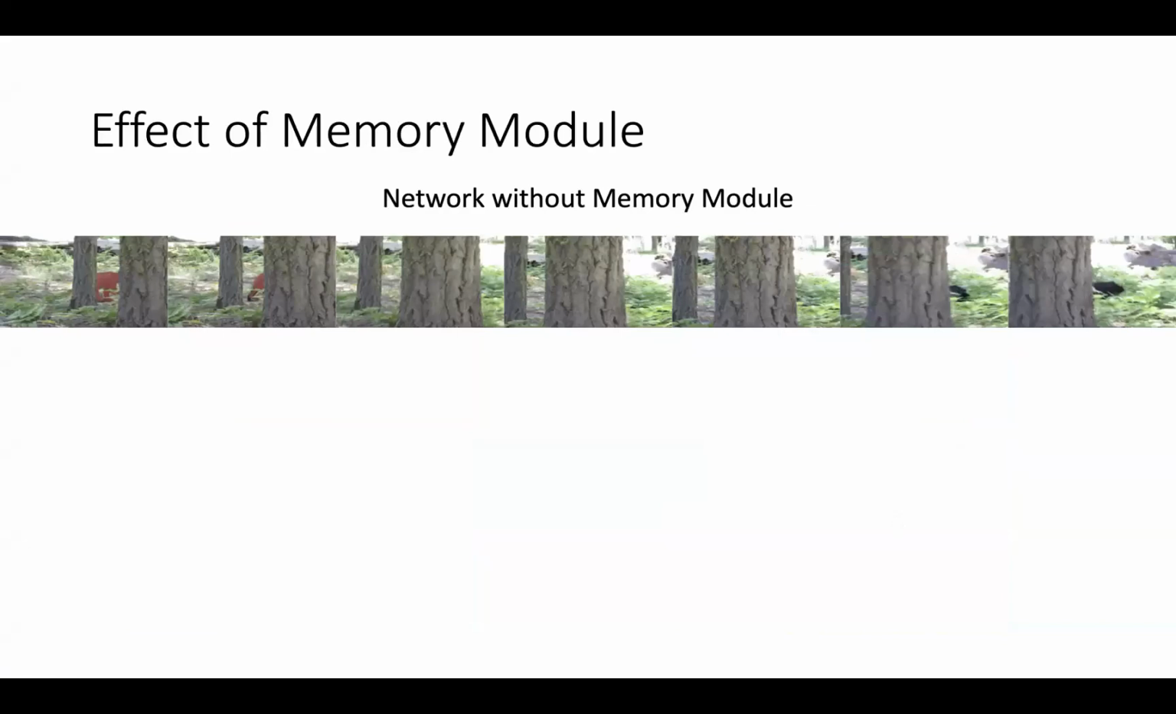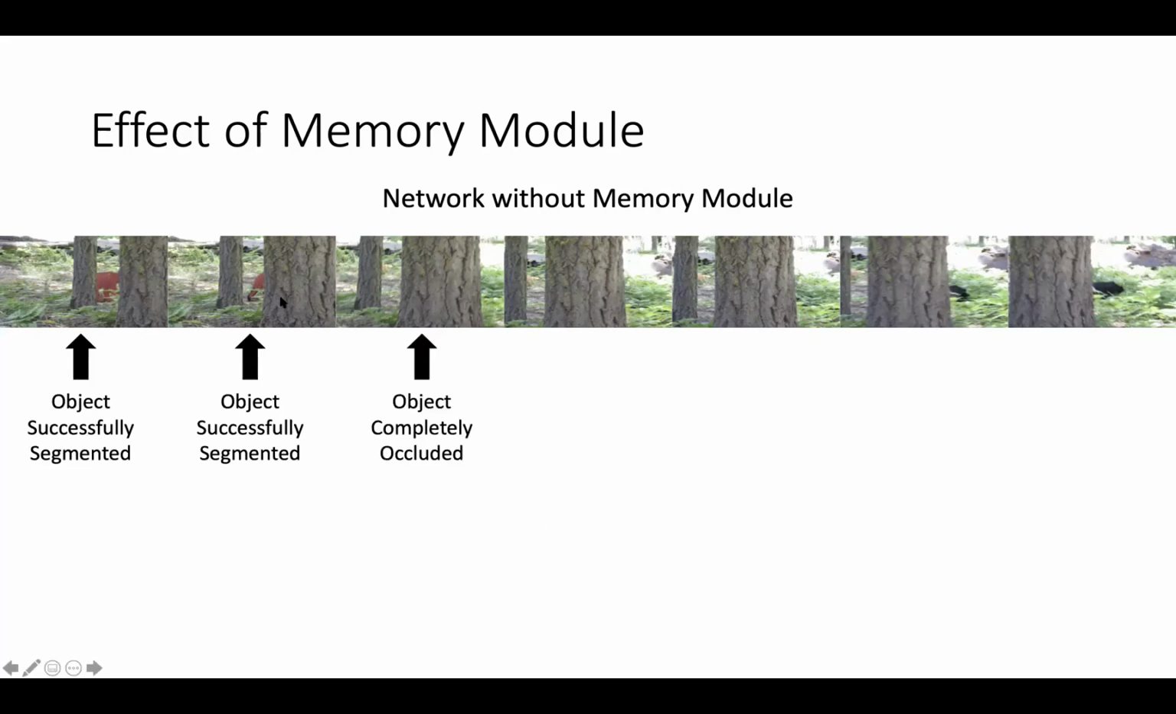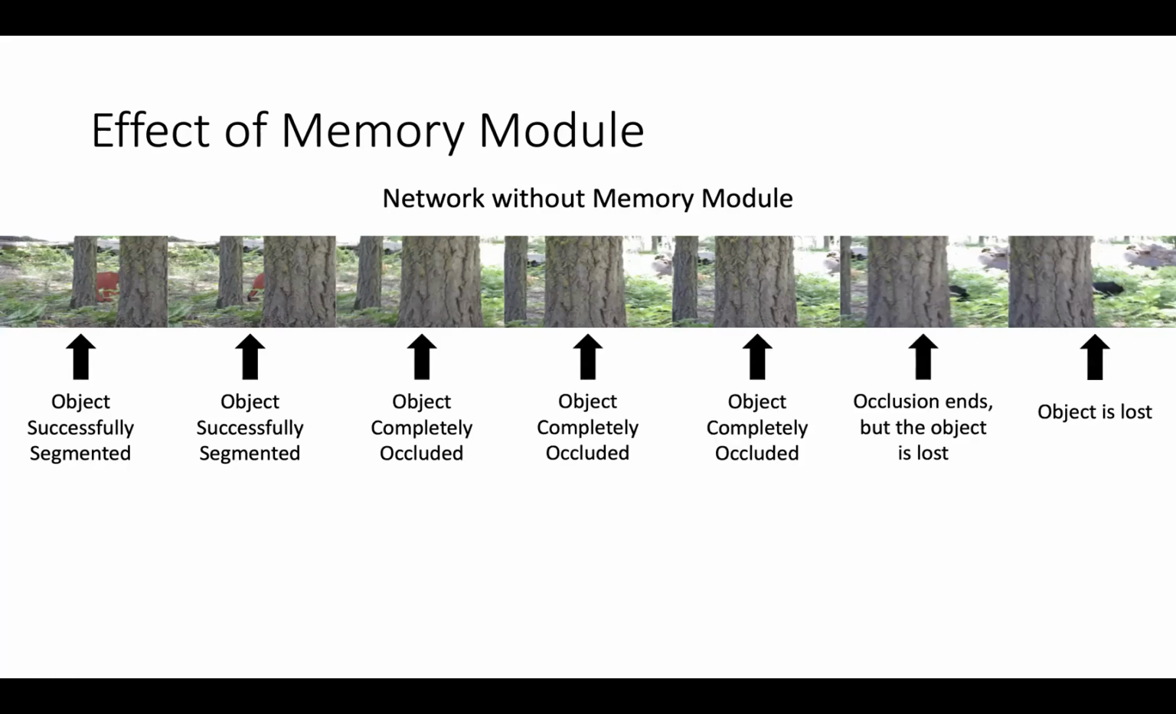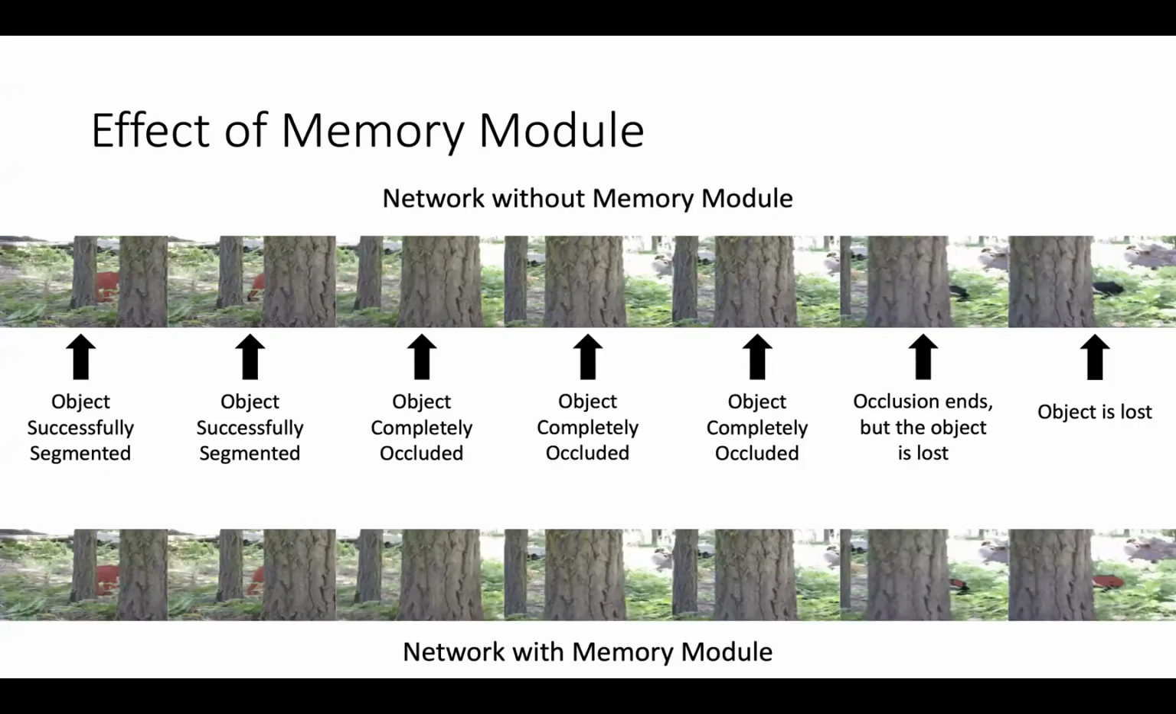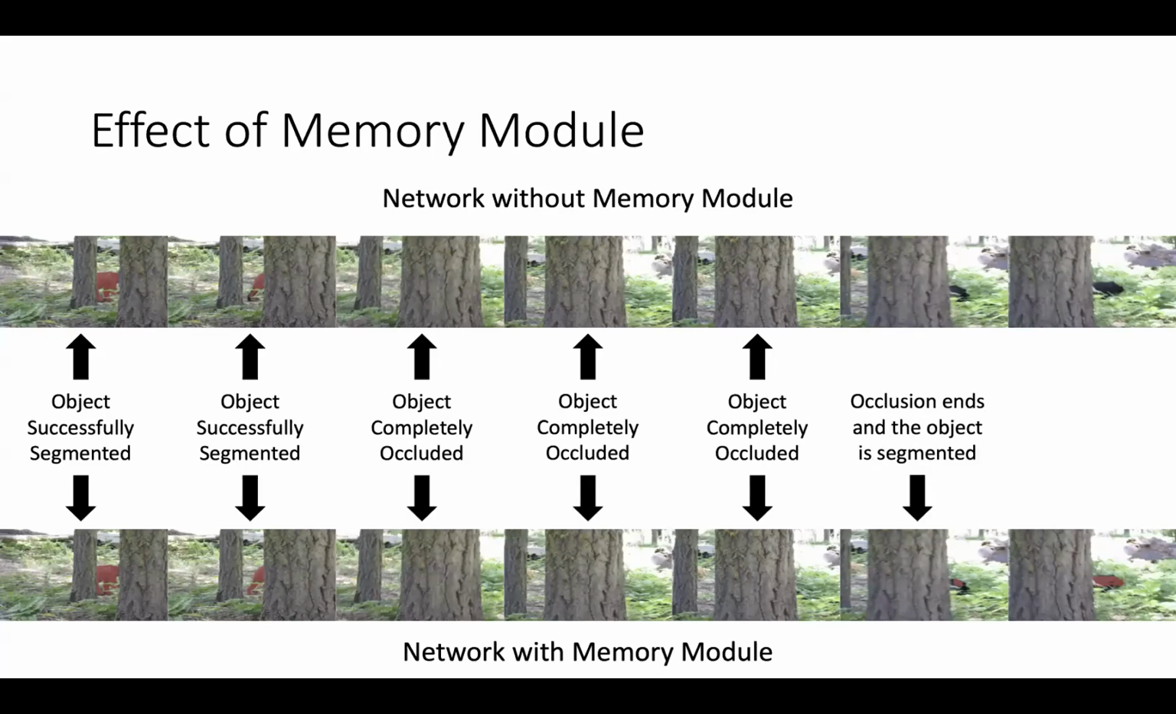So now I'll show the effects of the memory module. In this video sequence, our network without the memory module correctly segments the bear in the beginning, but then the bear becomes occluded by the tree. And then when the occlusion ends, the object is not correctly segmented because there is no memory module. However, with the memory module, again, we correctly segment the bear, it becomes occluded, but after the occlusion ends, we're able to correctly segment it, even after that very long sequence of it being occluded.